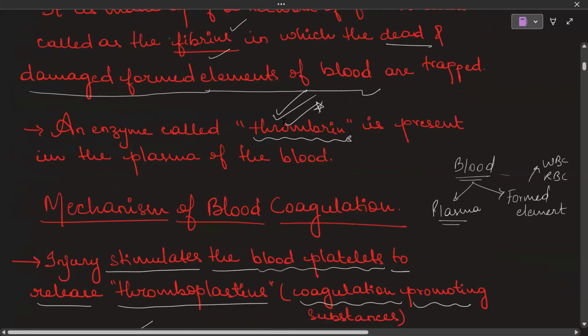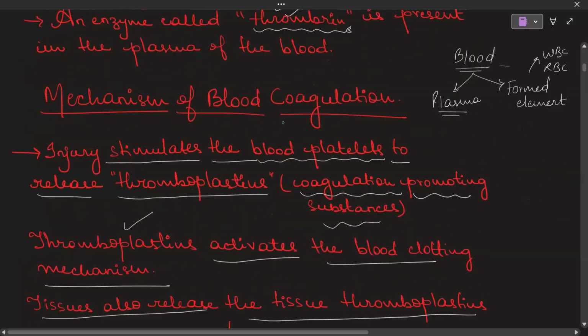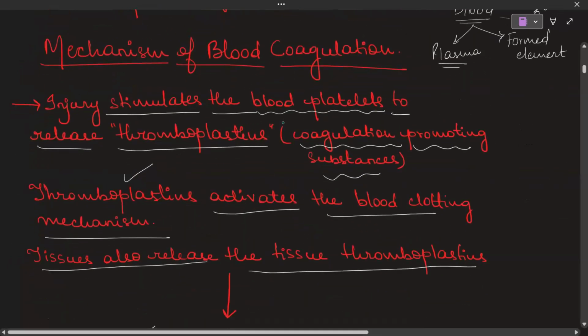Always remember the locations. Wherever it is given, remember the locations. So there is thrombin that is present in the plasma of the blood. Okay. Now, thrombin is responsible for certain mechanisms of the blood clotting. We'll see how, and you already know how, but okay.